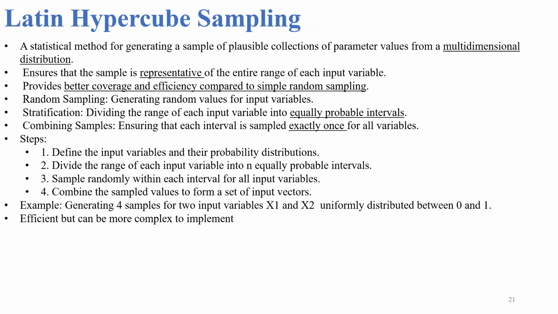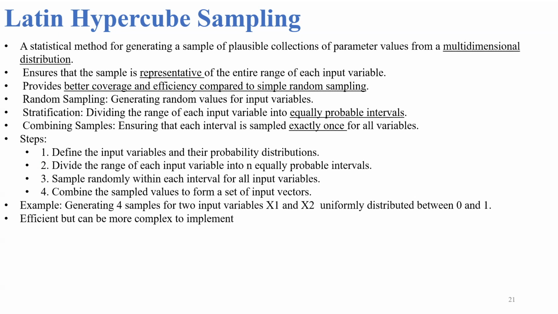Now, other than Monte Carlo sampling, there are more sophisticated sampling techniques, such as Latin hypercube sampling. It is a statistical method for generating a sample of plausible collections of parameter values from a multi-dimensional distribution, and ensures that the sample is representative of the entire range of each input variable. It provides better convergence and efficiency compared to simple random sampling, that is Monte Carlo sampling.